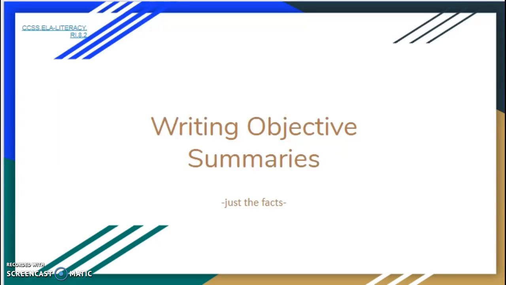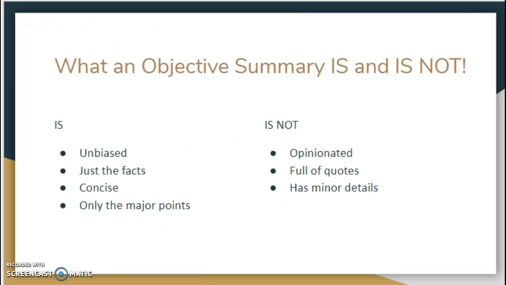Machota. Today I'm going to be talking to you about writing objective summaries. Now it's important to know what an objective summary is and is not. So an objective summary is just a short piece of writing that's going to be unbiased, has the facts, is really concise, and just highlights the major points of what you read that day. An objective summary is not opinionated or full of quotes or has minor details. Really, you're just paraphrasing everything that you read.